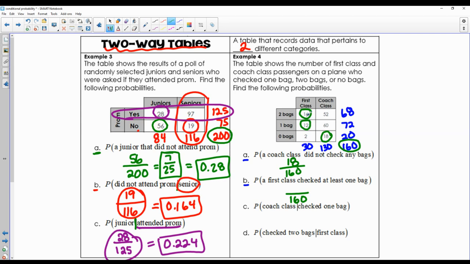So these people both checked at least 1, so we can add those together. 10 plus 10 is 20. 6 plus 2 is 8. So 28 right there. And these are fine answers. We'll come back and simplify them at the end, but if you want to leave them like that, that would be fine too.